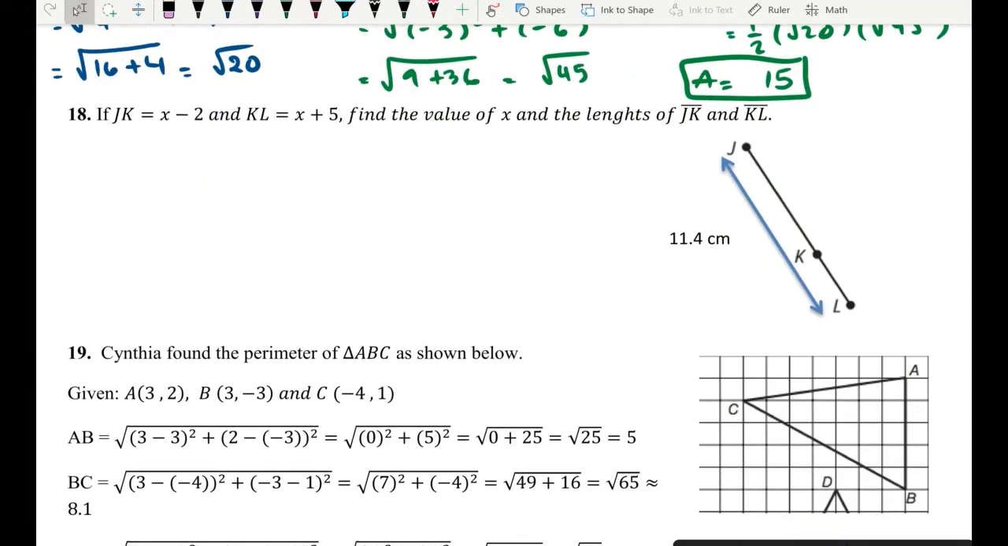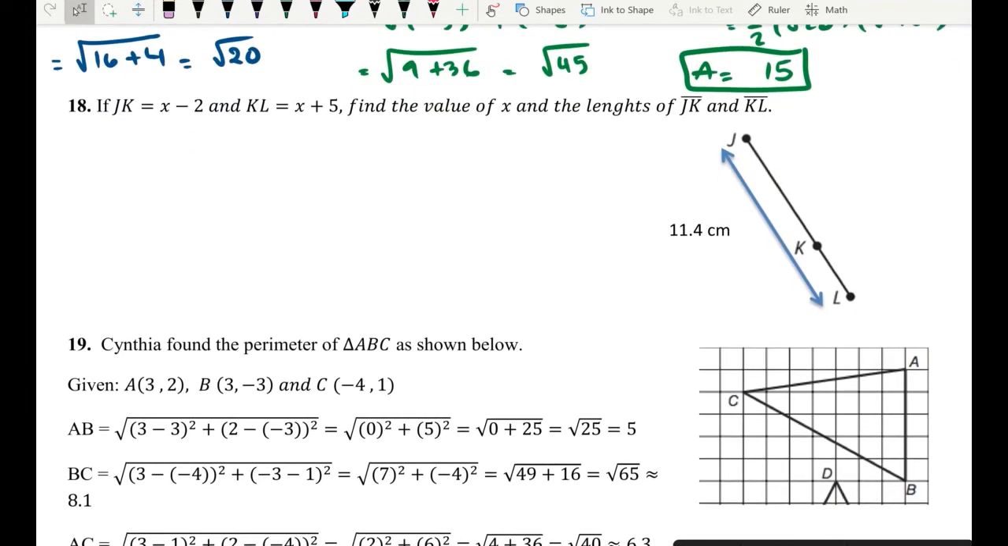Alright, so if JK is 2x minus 2 and KL is x plus 5, find the value of x and the length of JK and KL. Alright, so this is the segment. K is in the middle, between J and L. So we use the betweenness of points.